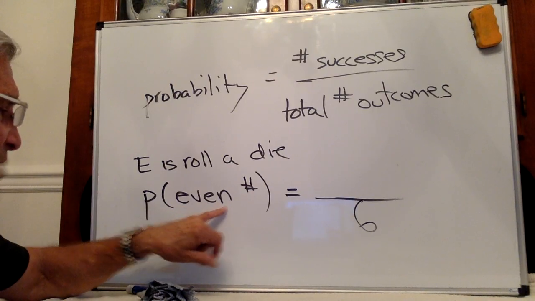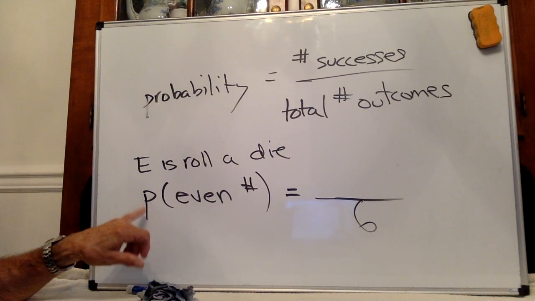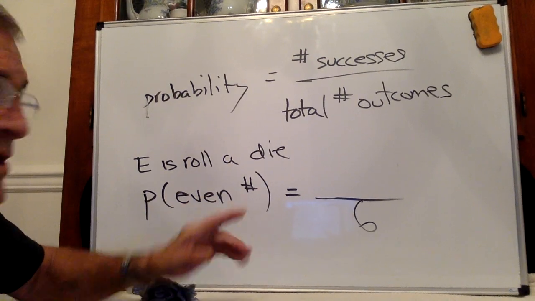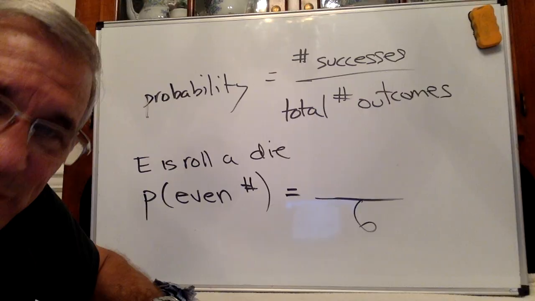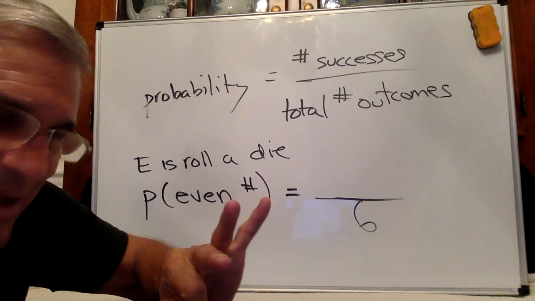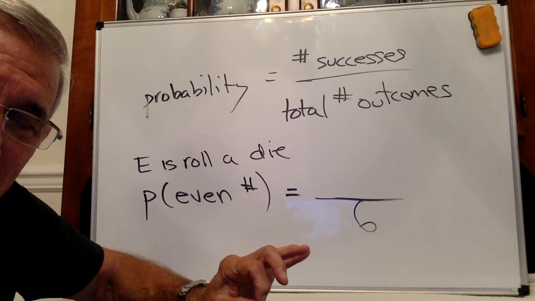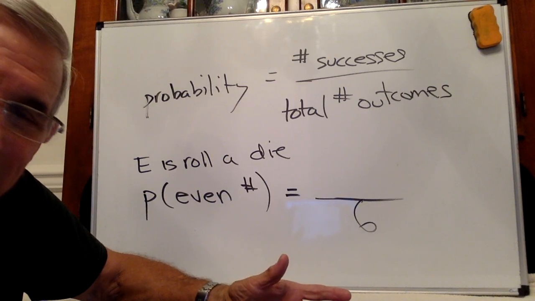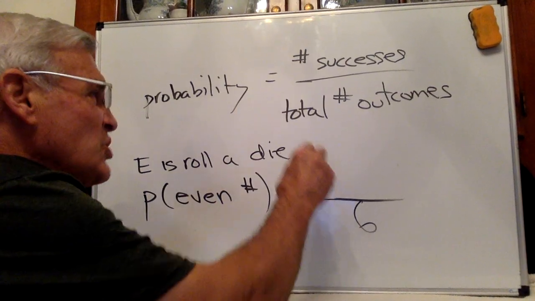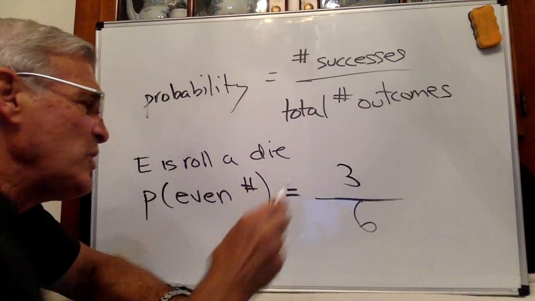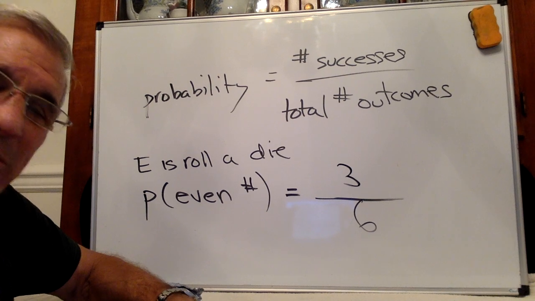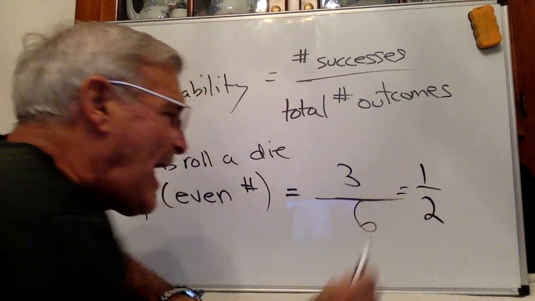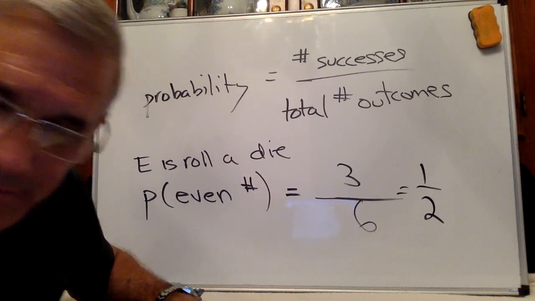Now, I said, what is the probability? The little p out front means probability of an even number. So the number of successes, there are 3. I could roll a 2, a 4, or a 6. That's it. So the total number of successes would be 3 over the total number of outcomes, which is 6. Therefore, the probability is 1/2 or 0.5.